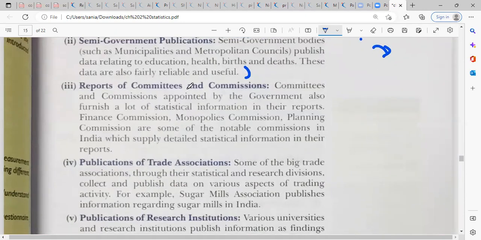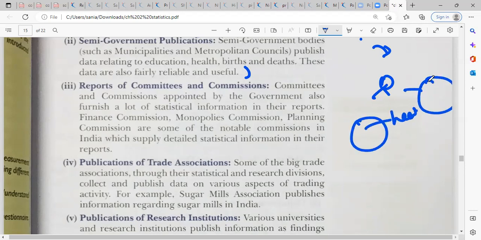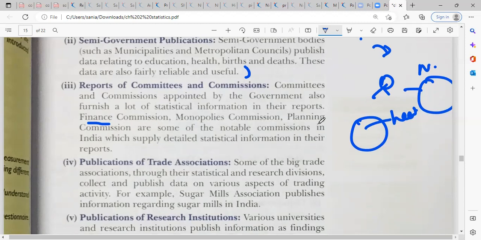Next, reports of committees and commissions. Committees and commissions appointed by the government also furnish a lot of statistical information in their reports. For example, the government organizes a health committee, or Niti Aayog, and they publish it. Finance Commission, Monopoly Commission, and Planning Commission are some of the notable commissions in India which supply detailed statistical information in their reports. You can write examples like Finance Commission, Monopoly Commission.